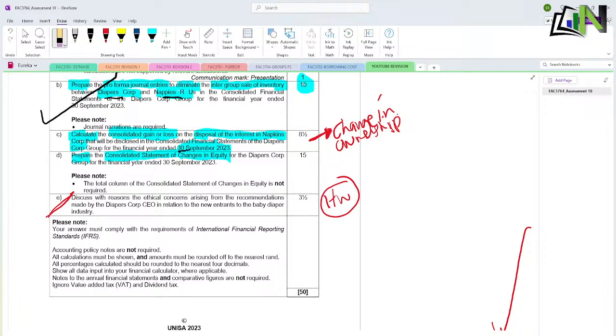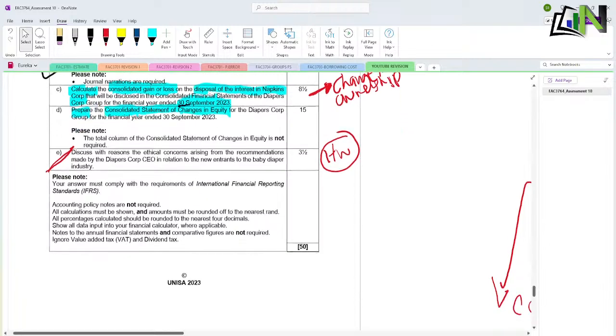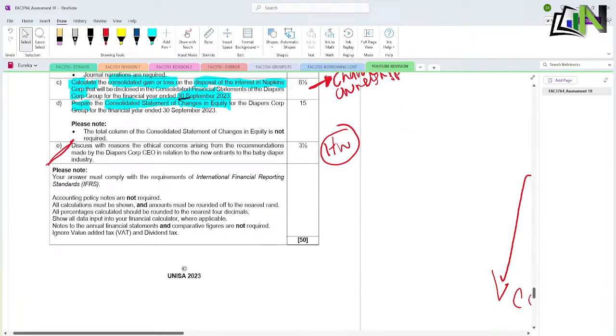Now they want us to calculate the consolidated gain or loss on the disposal of the interest. To do that, we have to get to that part. Basically, we're supposed to do our analysis of owner's equity to know what happened on that day, and take it from there. Now, what are the items that you need to be able to calculate this gain or loss? Before we even do it, what are the items that are actually needed?